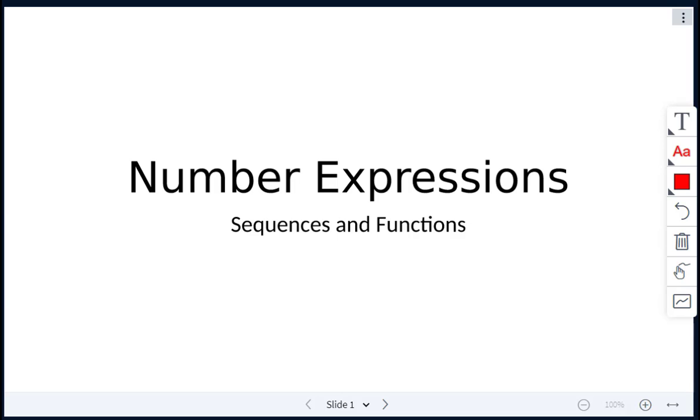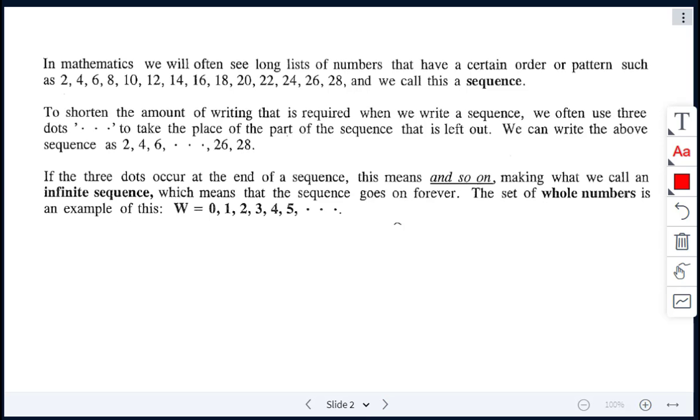All right, today's lesson is on sequences and functions. So often in math, we'll see long lists of numbers. They have a certain order or pattern to them. So for example, we're looking at this pattern here, this list of numbers: 2, 4, 6, 8, 10, 12, and so on, all the way to 28. So that is called a sequence.